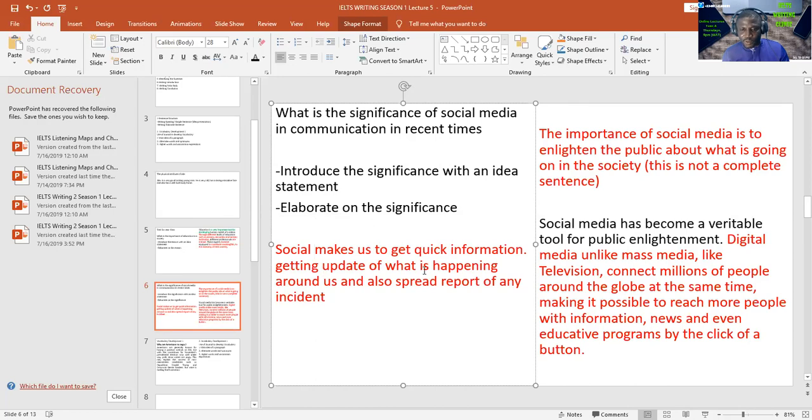Okay, then you said getting updates of what is happening around the world and also spread. This is not a complete sentence. So if you say it makes getting updates of what is happening around the world, happening around us, and also spread reports of any incident. Okay, let me say easily, because it was not a complete sentence. It makes getting updates of what is happening around us and also spread reports of any incident easily. So this is how, when you are mentioning the issue the first time, you need to properly refer to it.